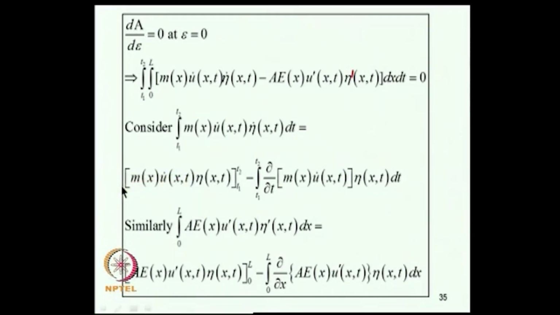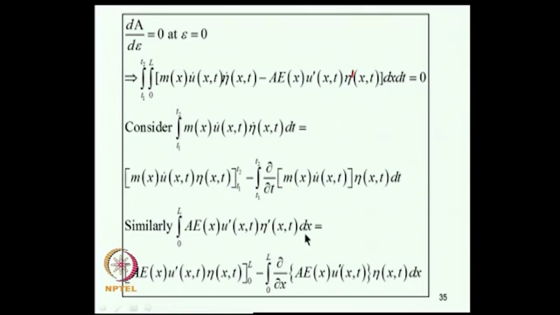Now, let us consider the first part of this, m of x u dot eta dot of x comma t. Now, I will integrate by parts. So, the first term will be this, the second term will be this. Now, this eta of x comma t is 0 at t equal to t1 and t equal to t2, therefore, this entire term drops off, it is 0, fine. Now, I have still this second term, I will consider that separately.